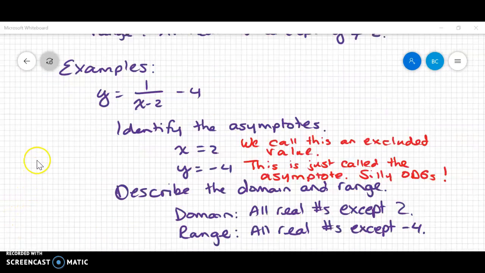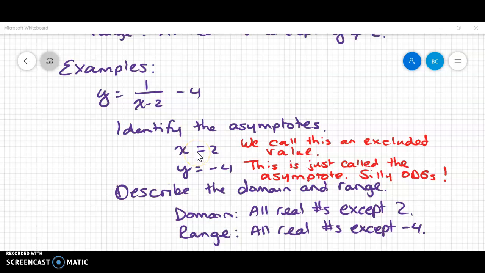Okay, so that's all the new information, but let's do a couple examples to get you ready to practice. So say, for example, this is my rational function, y equals 1 over x minus 2, minus 4. One of the first things that you might be asked to do is to identify the asymptotes. So we say x can't equal 2. So the asymptote is x equals 2.